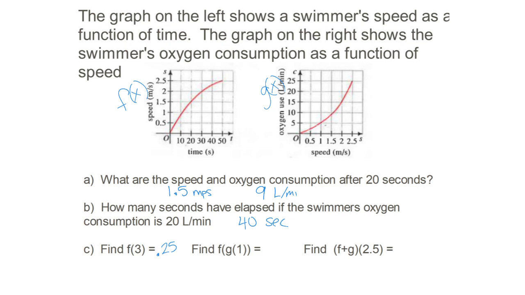Okay, next one, it says find f of g of 1. So that means plug 1 into your g function. Right here, g function, 1. See what we get back. I get 5, and then I'm going to take 5 and plug it into the f function. So back over here, now I'm at 5, goes up. Oh, that hits nicely right there at 0.5.